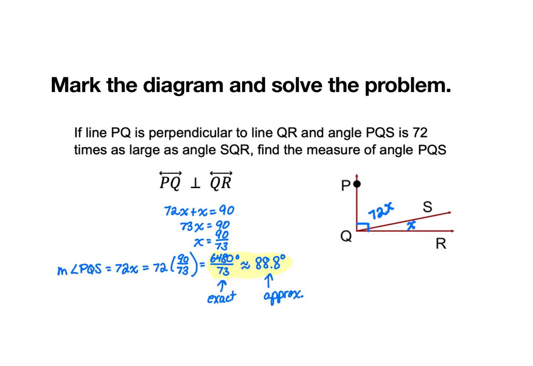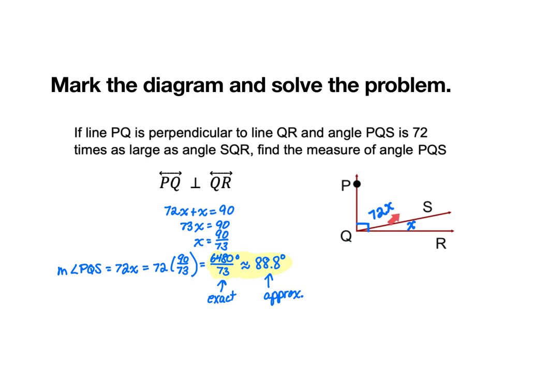So here is my answer. If line PQ is perpendicular to line QR, I marked my right angle here, and angle PQS is 72 times as large as angle SQR. I marked this one x, and this one is 72 times x. I know these add to 90, so adding them up, I set them equal to 90. I'm supposed to find the measure of angle PQS.